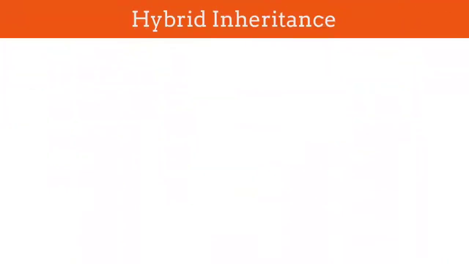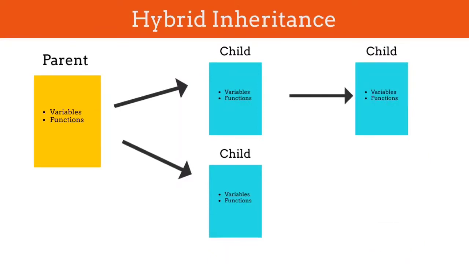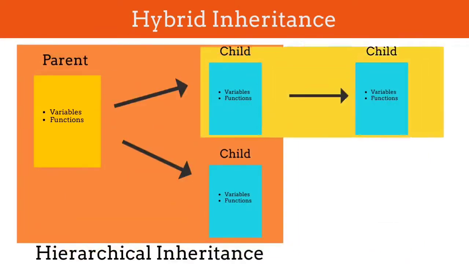The fifth and last type is hybrid inheritance. This type is a combination of two or more types of inheritance. For example, you can see that this inheritance is a combination of hierarchical and multi-level inheritance.